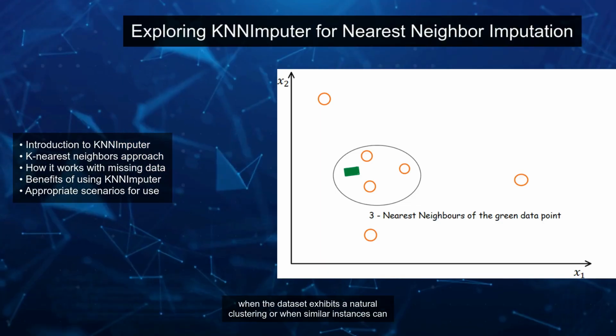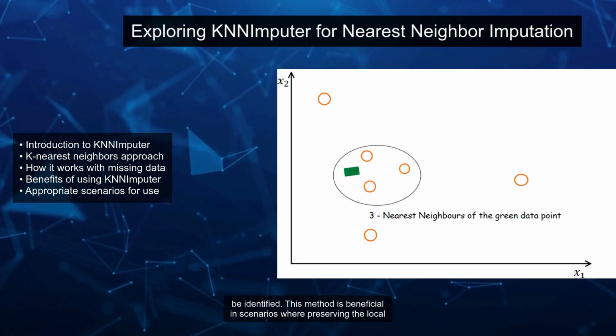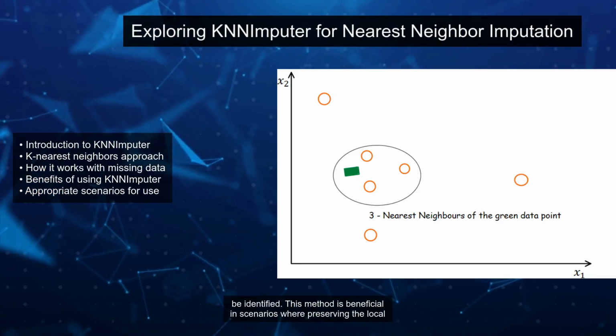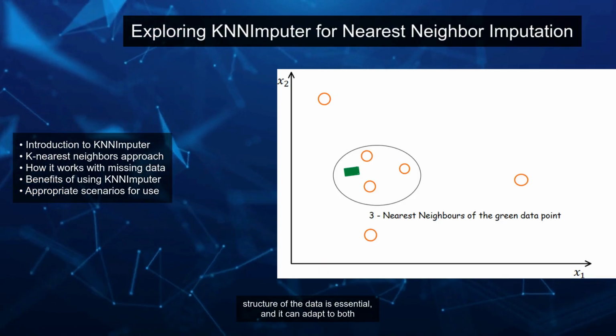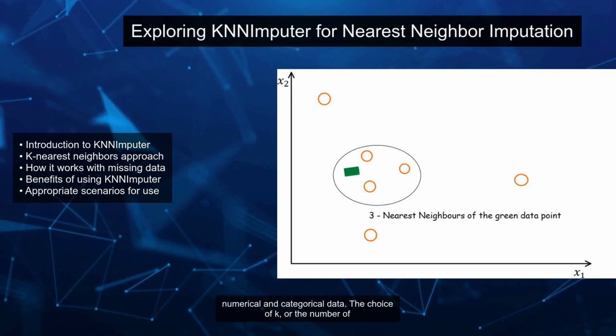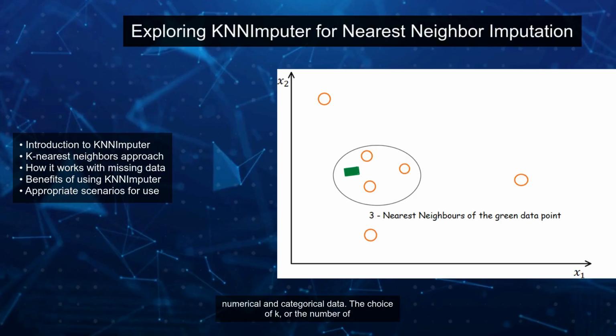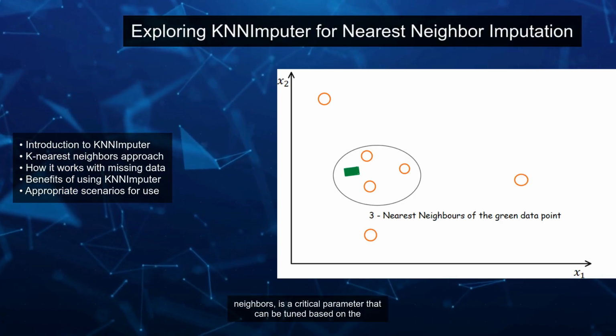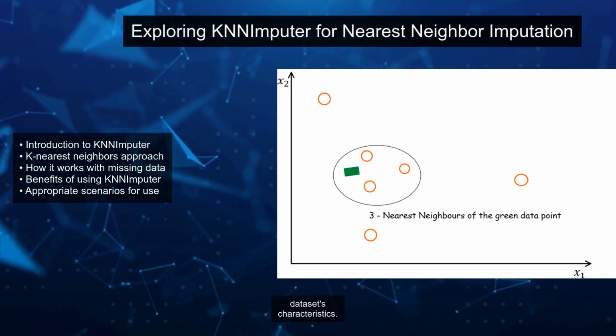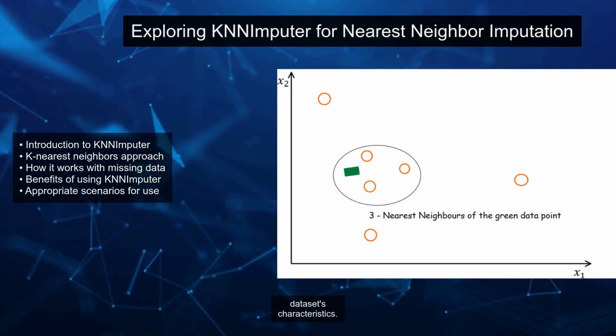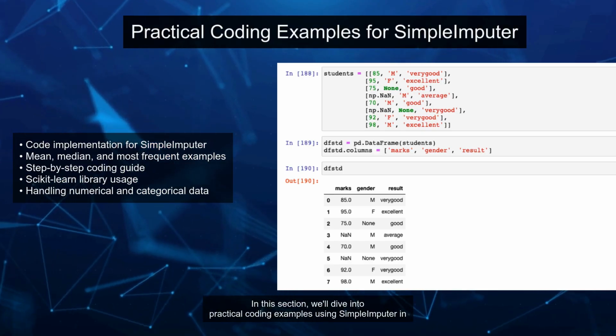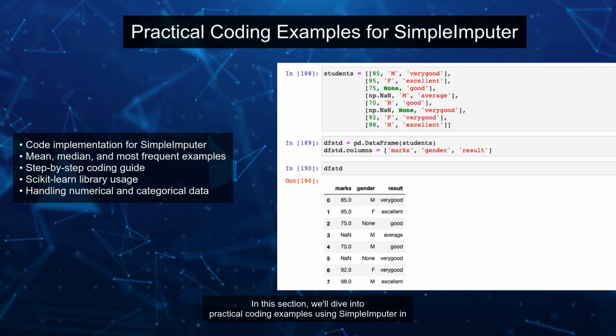KNNImputer is especially effective when the dataset exhibits a natural clustering or when similar instances can be identified. This method is beneficial in scenarios where preserving the local structure of the data is essential, and it can adapt to both numerical and categorical data. The choice of k, or the number of neighbors, is a critical parameter that can be tuned based on the dataset's characteristics. In this section, we'll dive into practical coding examples using SimpleImputer and Scikit-learn.